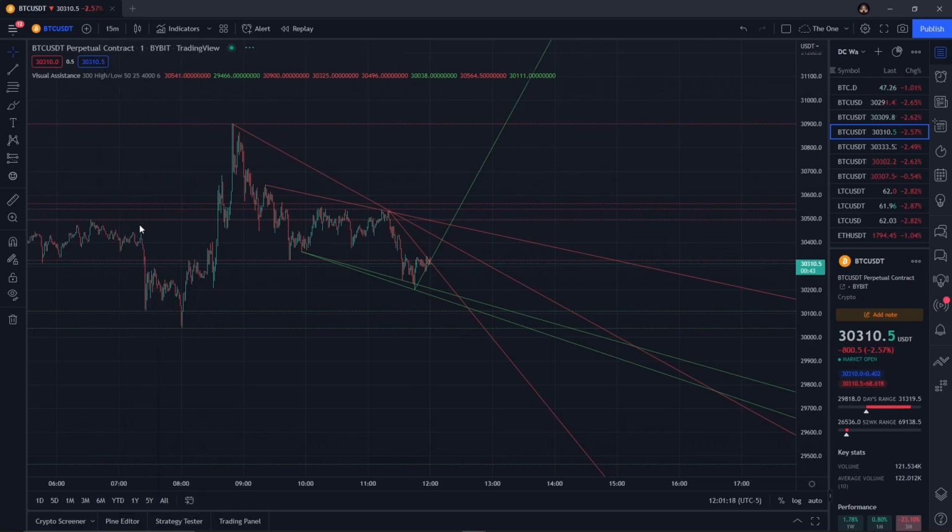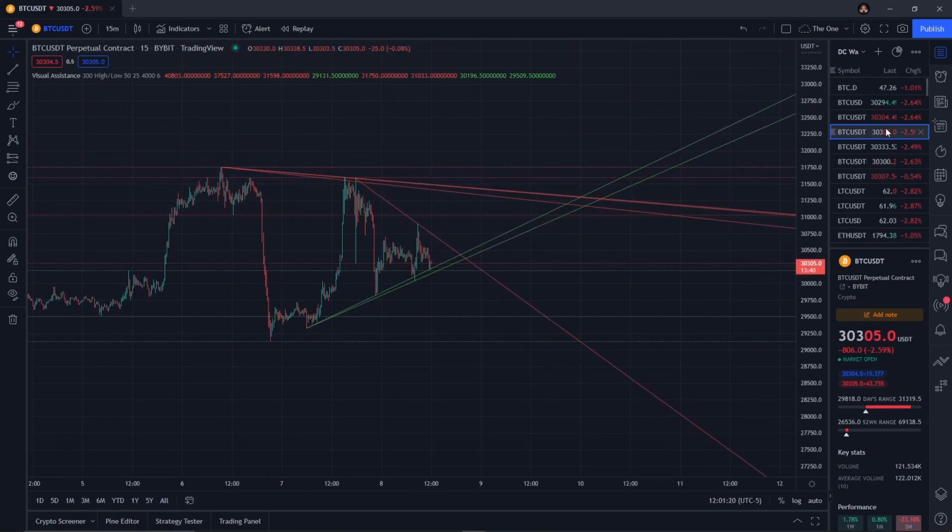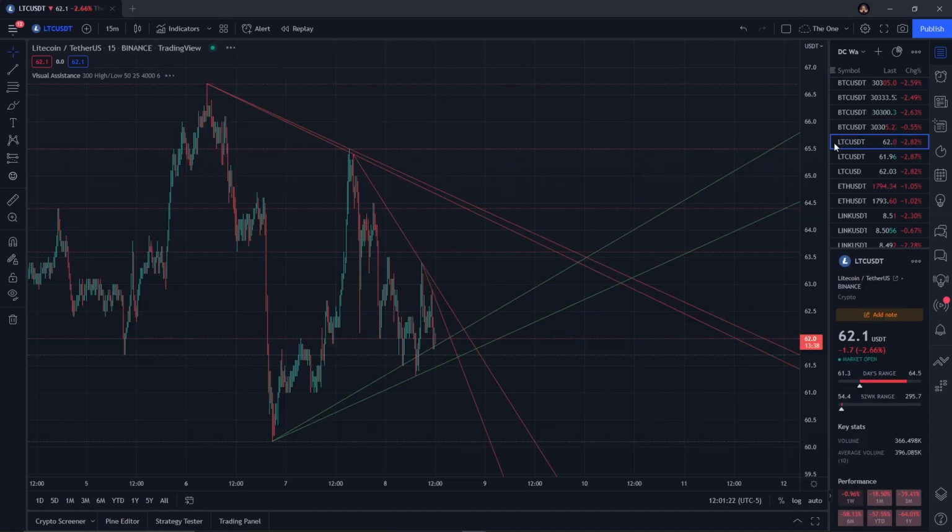So jumping back up to the 15-minute time frame now, I'm just going to go ahead and take a look at some other assets. We can see what LTC looks like.